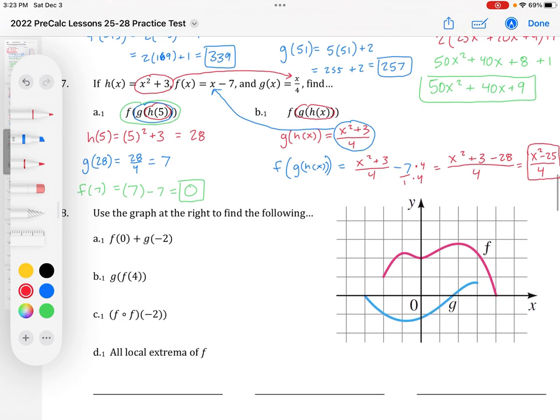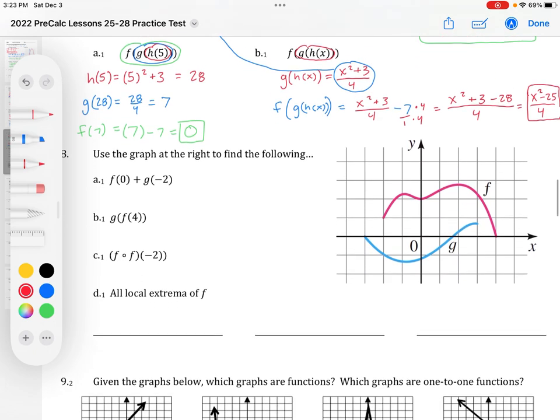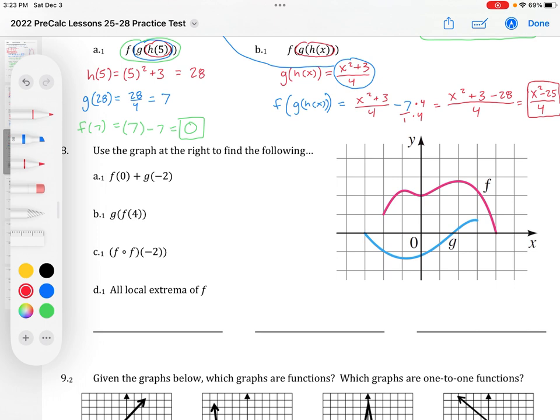All right, now let's use some graphs to evaluate functions. So in part A here, f of 0 just means you're going to go to 0 and see that f has a y value of 2, plus g of negative 2. So if we go over to negative 2 and go down, g has a value of about negative 1. So then 2 plus negative 1 would give us an answer of 1.